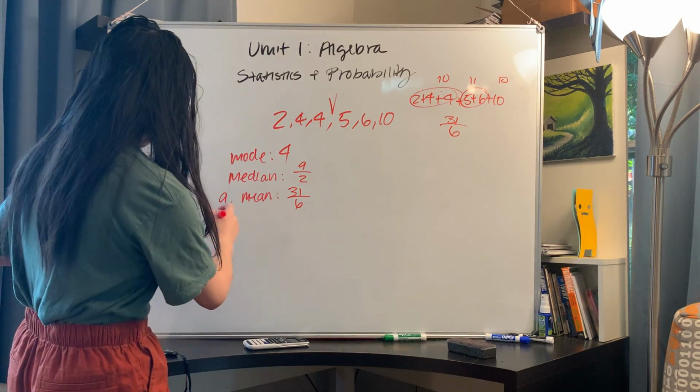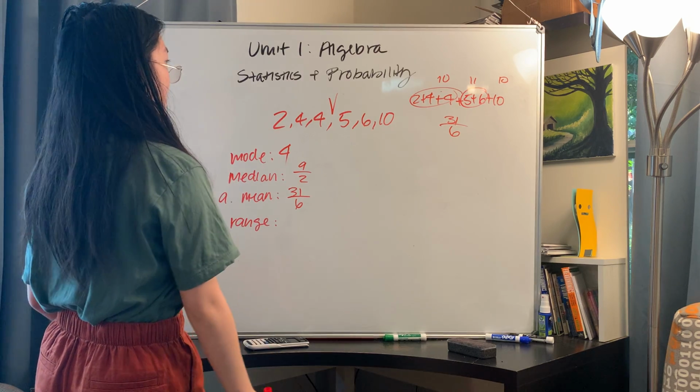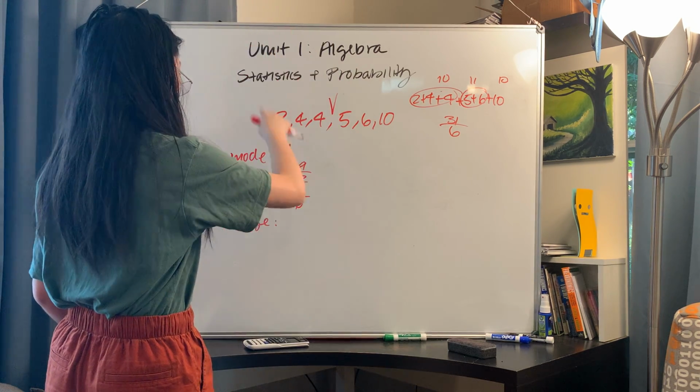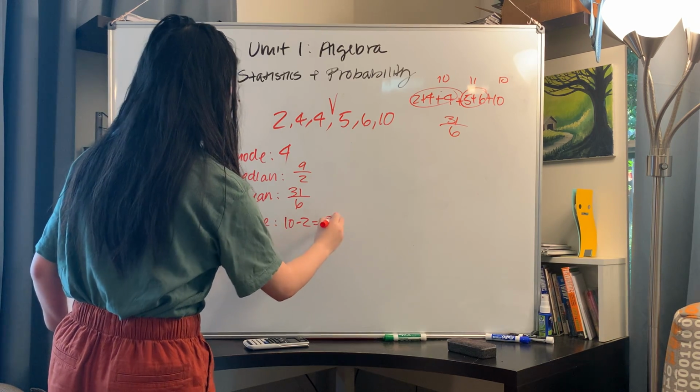And the next one is range. Our range would be the difference between the greatest number in the set and the least number in the set. So it would be 10 minus 2, and that's equal to 8.